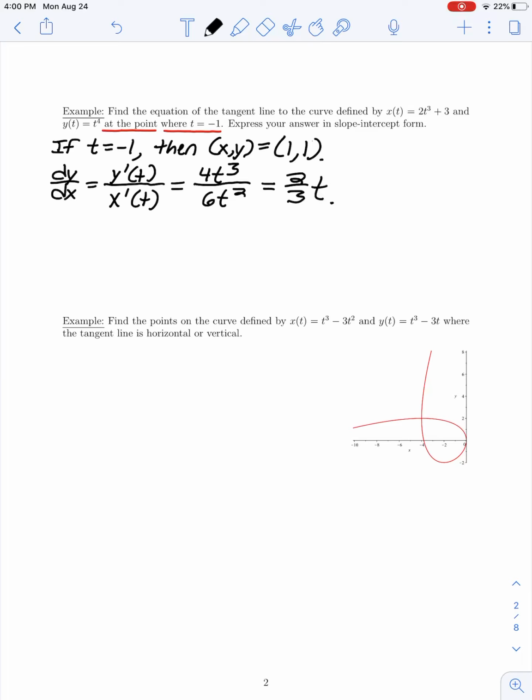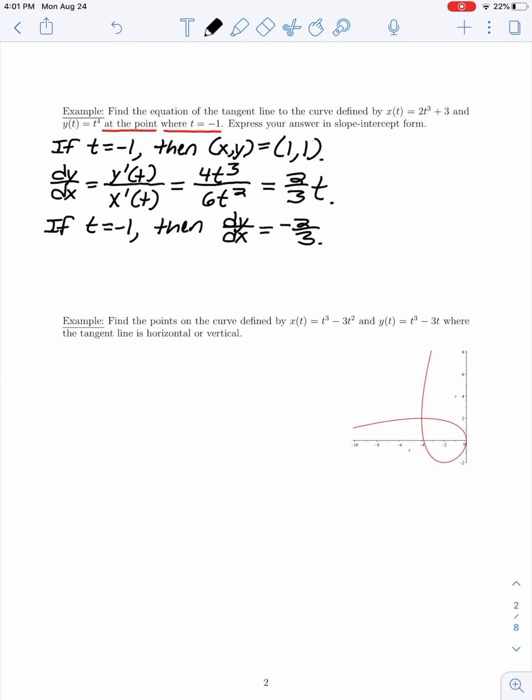Now we're interested in the slope of the tangent line at this specific point where t is equal to -1. So again, if t is -1, then the slope of our tangent line, which is the derivative dy/dx, is 2/3 t, so we would have -2/3.